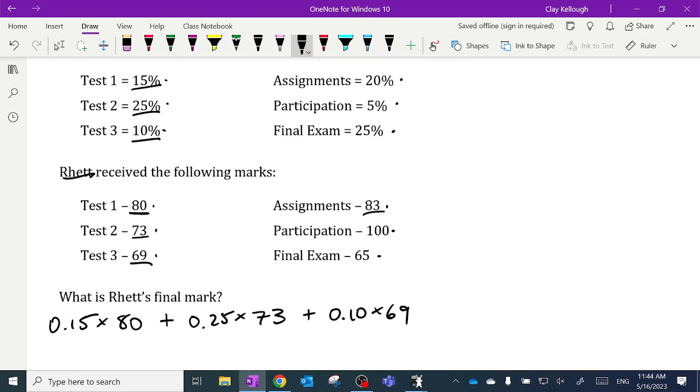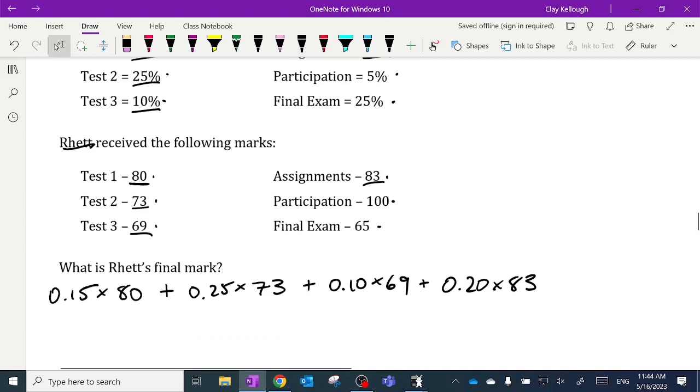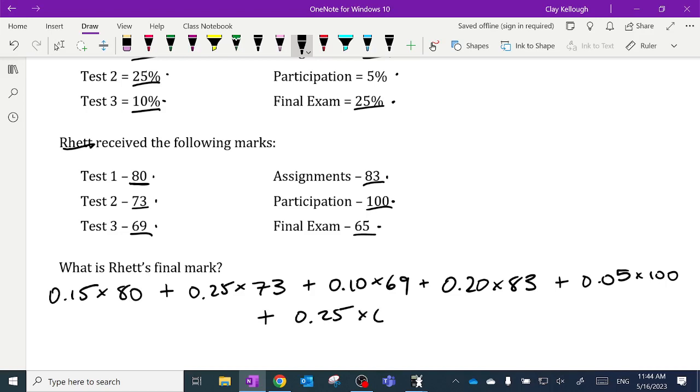How much of this 83 in the assignments do I count? Plus 20% of 83. Participation. I get to count 5% of this 100. Now hold on a sec. 5% of 100. What's 5% as a decimal again? 0.05. Yeah, don't forget the second zero. Of 100. And then of the final exam, he only got a 65, but that's only counting as 25%.